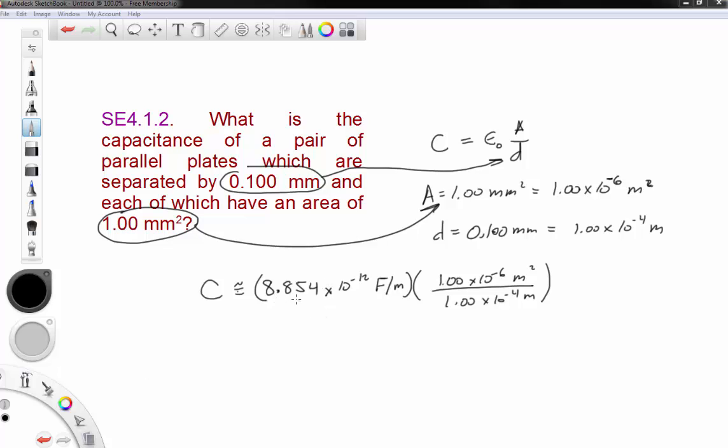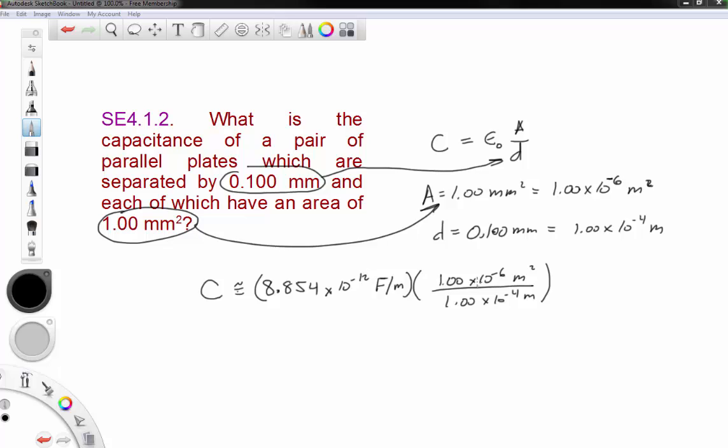So that gives us basically 8.854 times 10 to the minus 12 farads per meter, which, by the way, farads per meter is an alternative unit for epsilon naught, so you can figure out how epsilon naught's units work a little more nicely than with the whole newtons times meters over coulomb squared thing, or coulomb squared per newton meter squared. It's easier to say farads per meter.